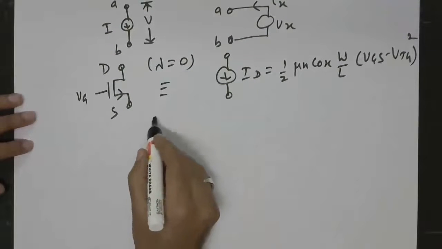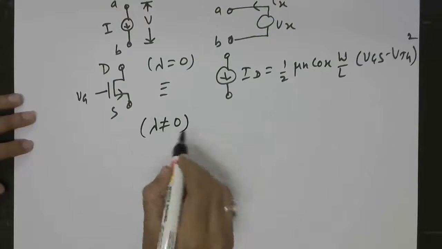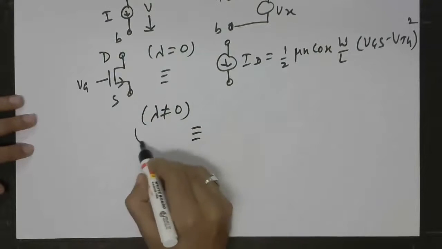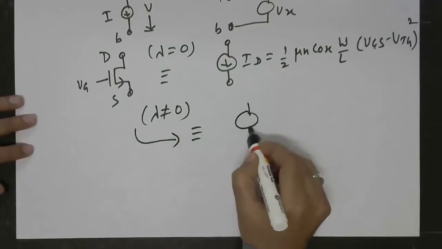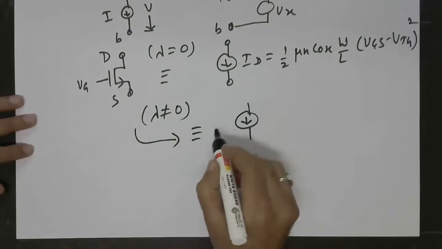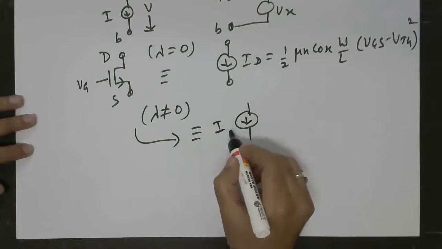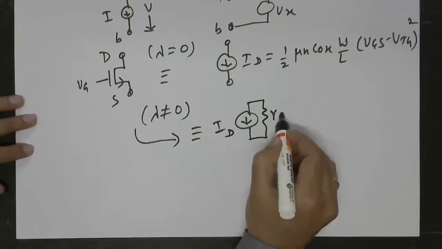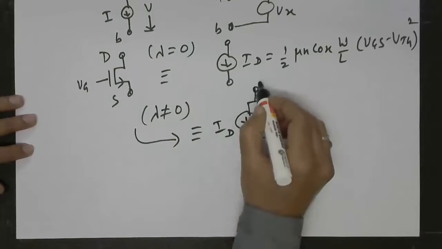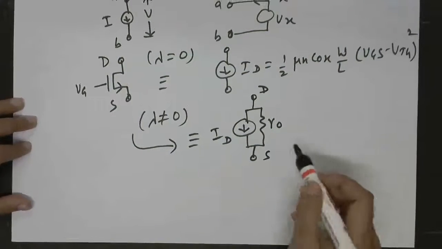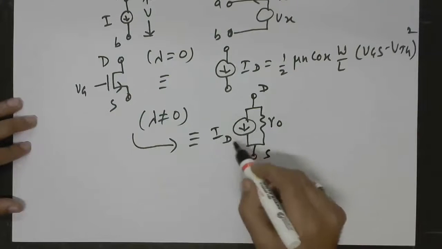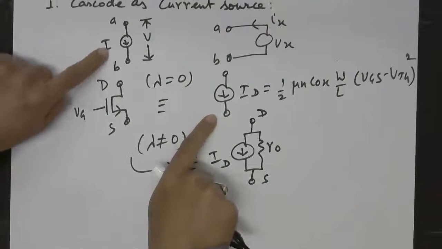However, as soon as we include channel length modulation, the same MOS gets replaced by a current source with value ID and a resistor R naught in parallel with it. Although this R naught is going to be very large, this current source is no longer the ideal current source.